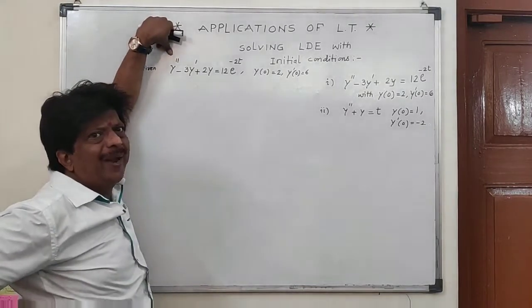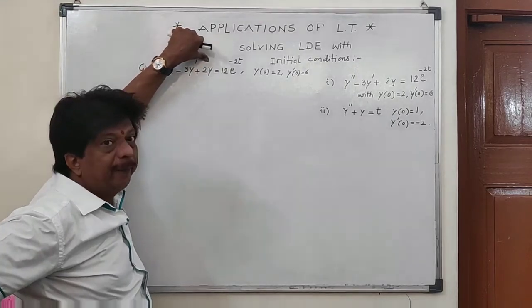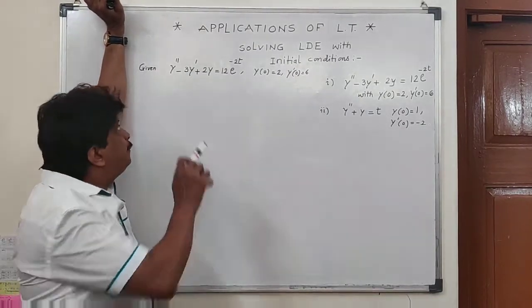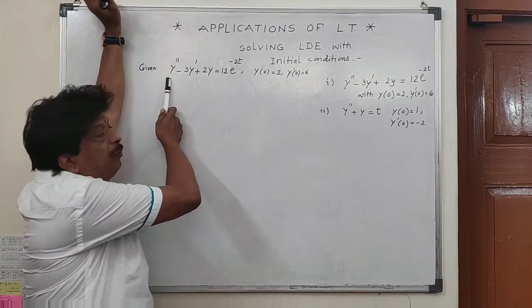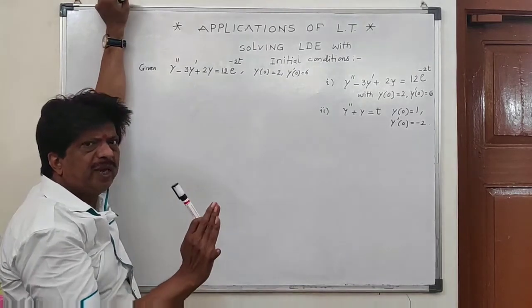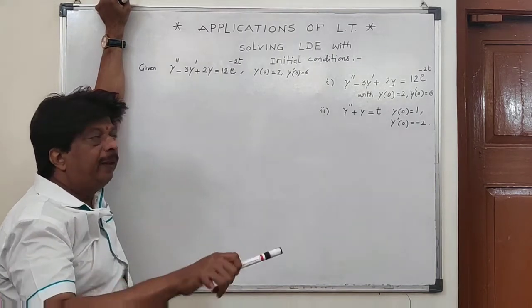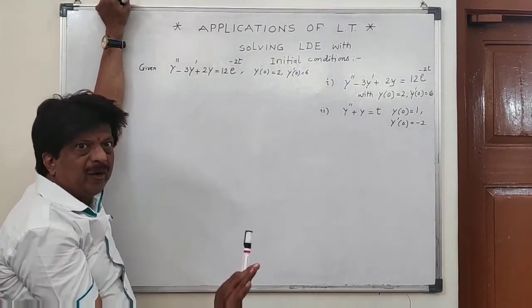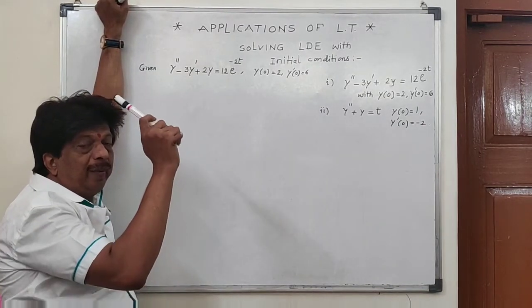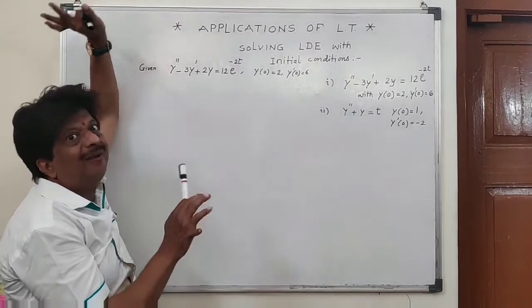y double dash means d2y by dt square, minus 3 y dash means dy by dt, plus 2y. Conventionally, in the first unit, we have seen that its auxiliary equation is D square minus 3D plus 2, with roots 1 and 2, the two real distinct roots. The solution is C1 e raised to power t plus C2 e raised to power 2t, because t is the independent variable, not x over here. We used to solve this by that conventional method, but now we will solve it by the Laplace transform.